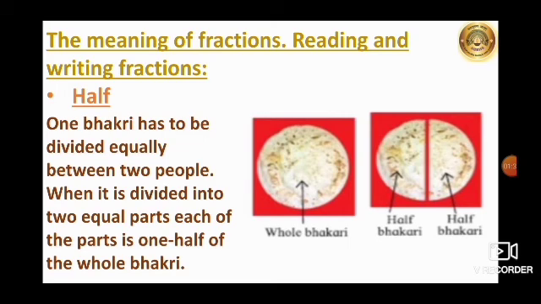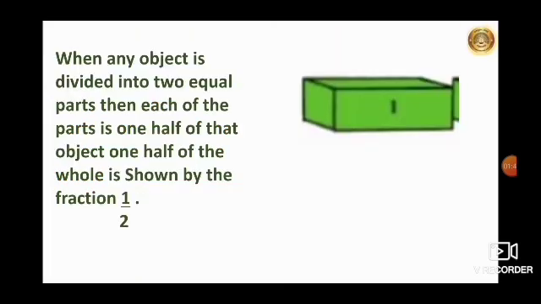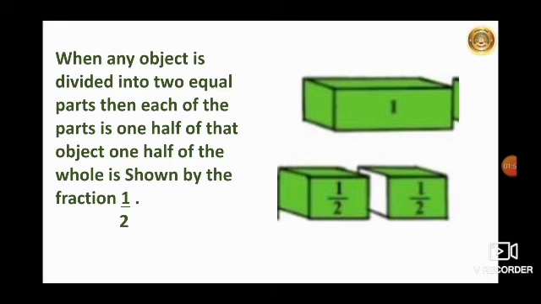In this manner we are dividing the whole bhakri into half, and it is called one half of the whole bhakri. In the same manner, when any object is divided into two equal parts, then each of the part is one half of that object. One half of the whole is shown by the fraction 1 upon 2. And how we write the one half? We write it in fraction as 1 upon 2.